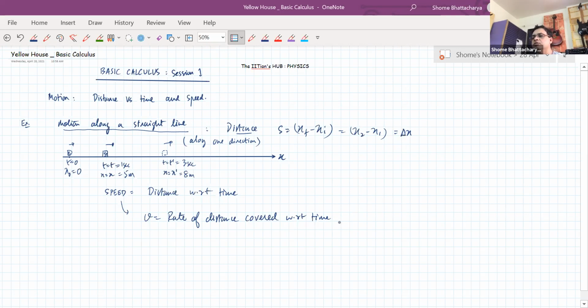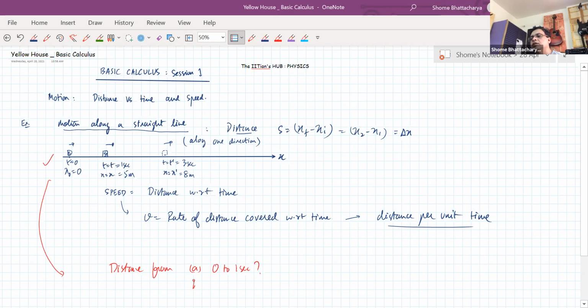So speed is the rate of distance covered with respect to time. Many of you have also described this as the distance covered per unit time. But now I can be more specific. Referring to the diagram above, what is the distance from 0 to 1 second? Then, what is the distance from 1 to 3 seconds? And then, what is the distance from 0 to 3 seconds? Can you give me the answer of these three parts separately?